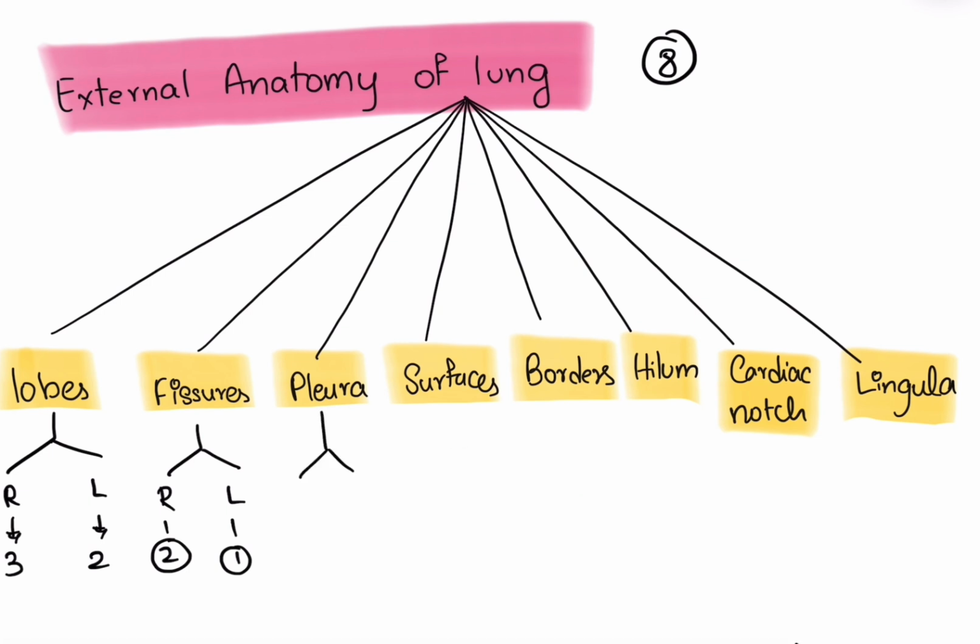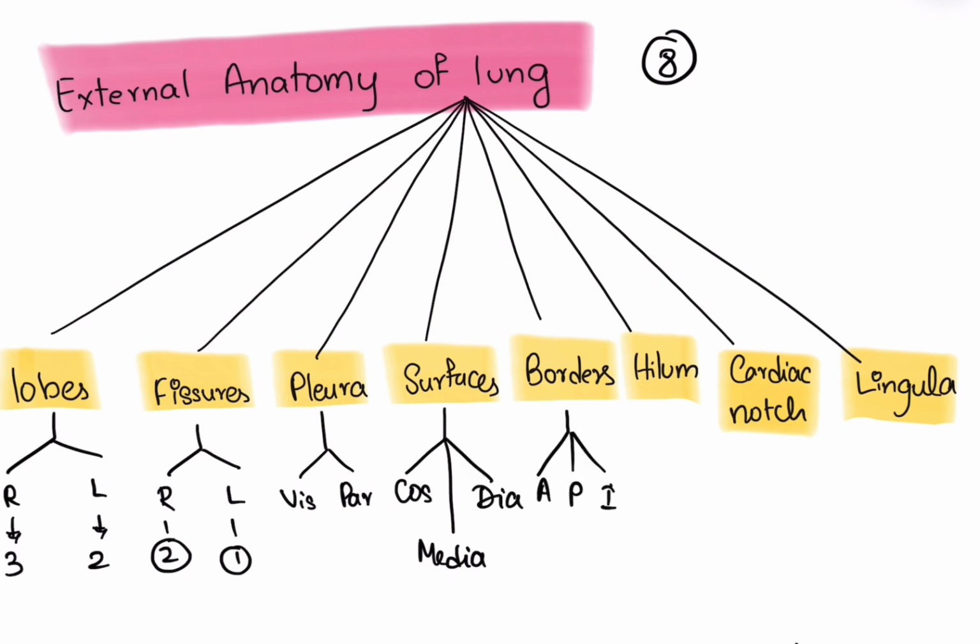Pleura of the lungs are of two major types, visceral pleura and parietal pleura. Surfaces include costal surface, medial or mediastinal surface, and diaphragmatic surface. Similarly, borders are of three, which include anterior border, posterior border, and inferior border, which is also a circumscribed border. Hilum is also known as the root of the lung, seen in both the lungs. Cardiac notch and lingula are both specific to the left lung.